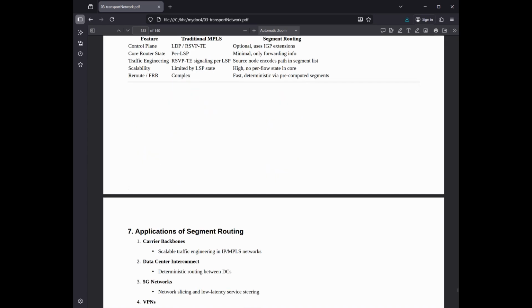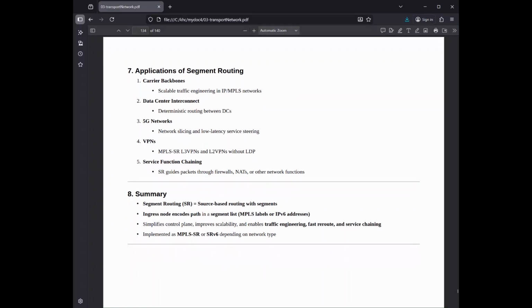1. Carrier backbones, core scalability in massive service provider networks. SR is used to replace legacy MPLS TE. Stateless core: carriers can support millions of concurrent traffic flows. Because the core routers don't need to store tunnel state, the backbone can scale indefinitely.